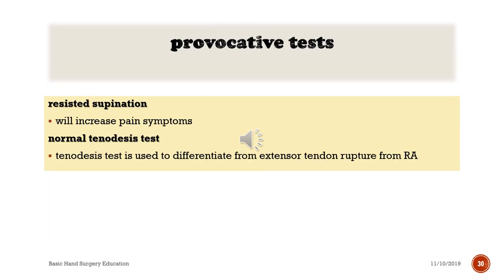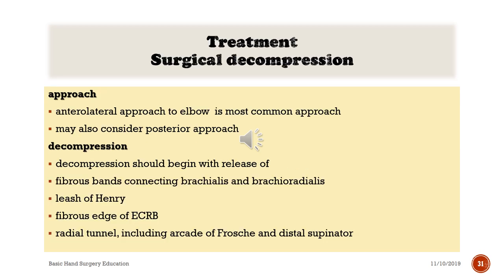Provocative tests. Resisted supination will increase the pain symptoms. A normal tenodesis test can distinguish this from tendon rupture due to rheumatoid arthritis.